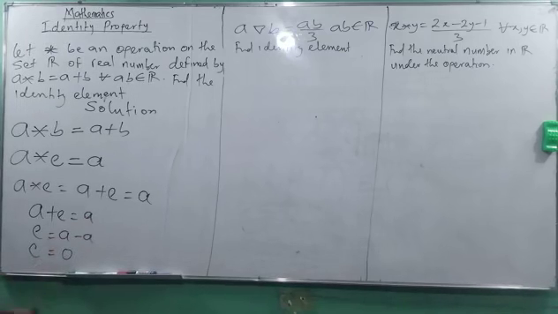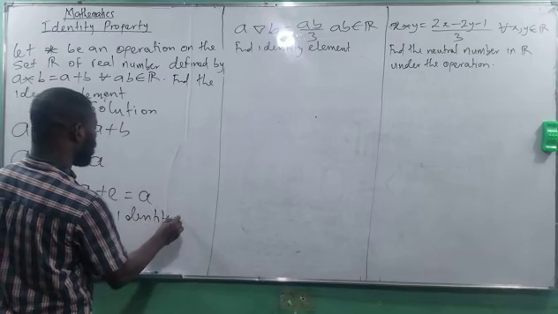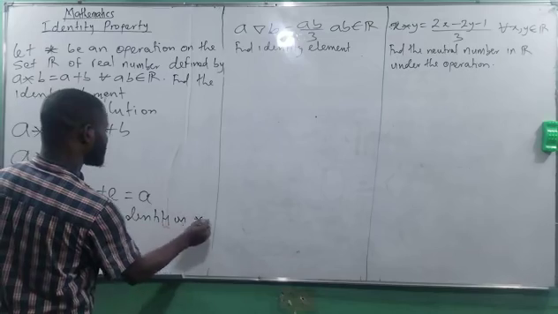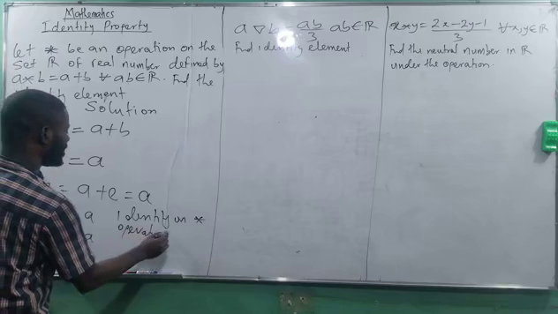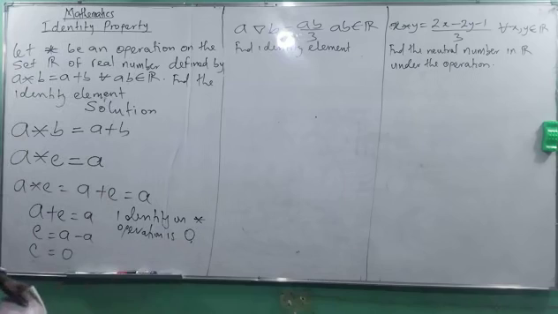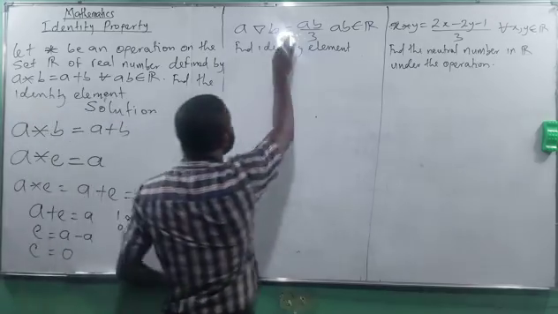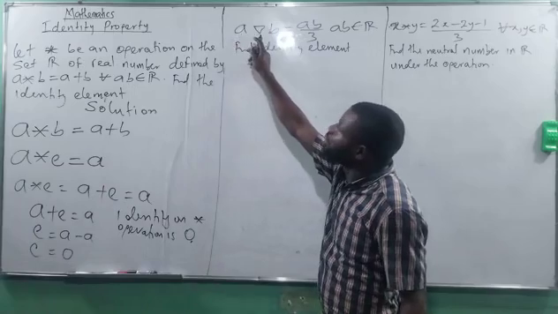Now it means my identity element for the asterisk operation is 0. That is the answer. It's 0. Now it means what I'm looking for is 0. Now look at this one. Sorry for the light, I think there is a light problem here. It means A operates with what?